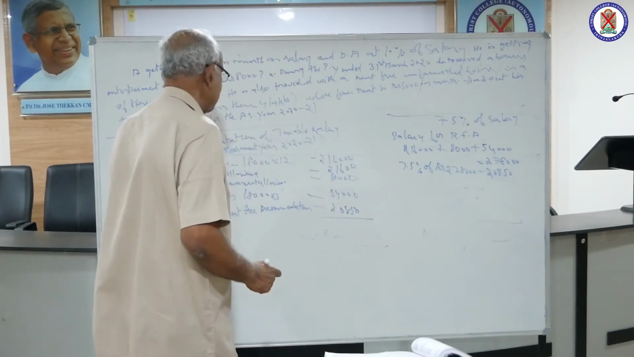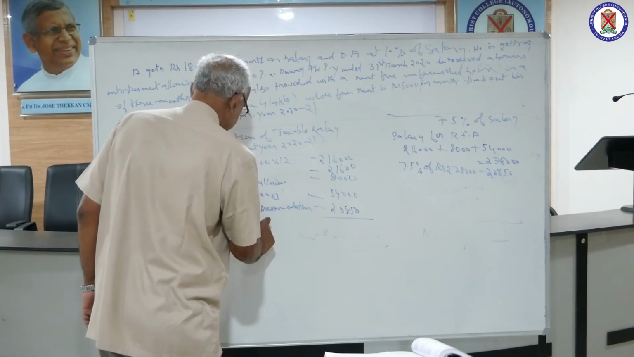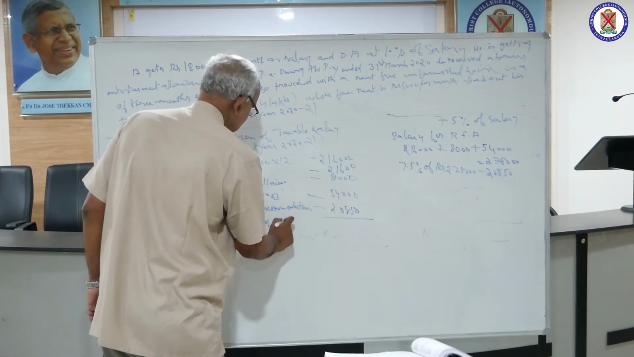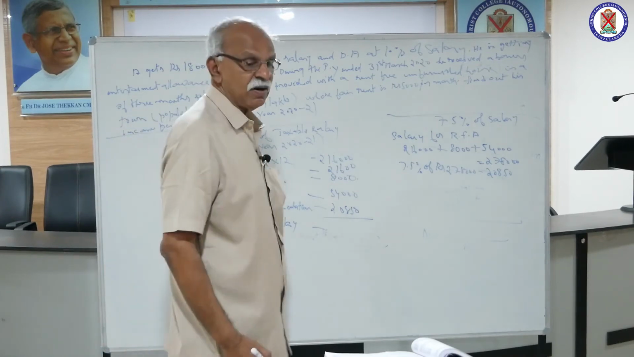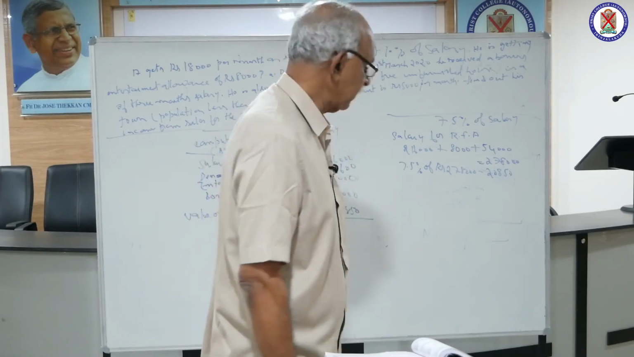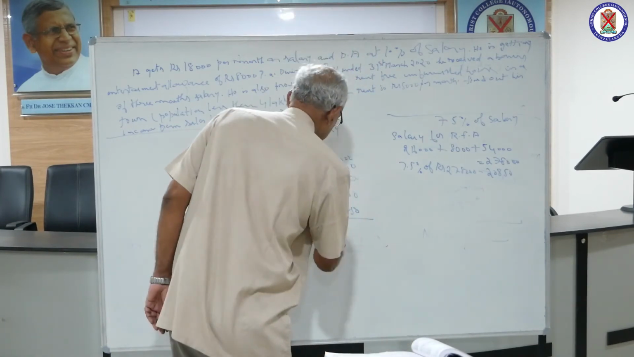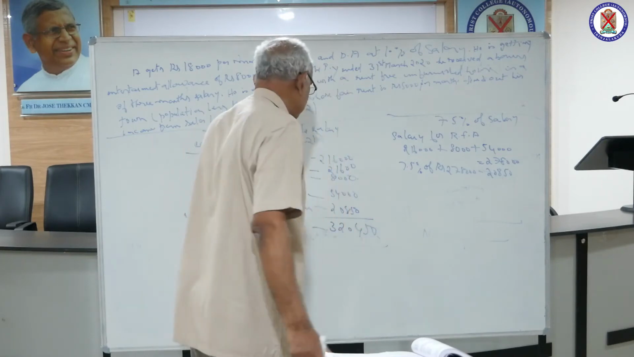Now, when you add all these items, you will get the gross salary. How much will be the gross salary? It comes to 3,20,450. That is gross salary.